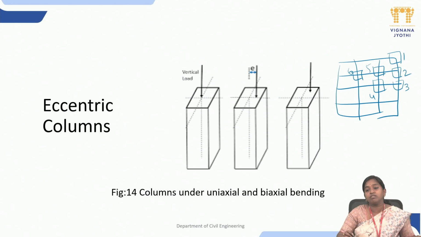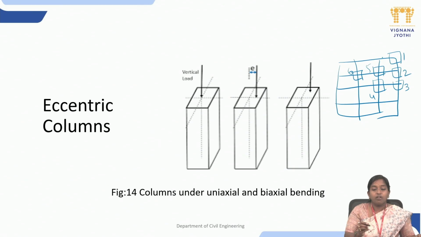If the eccentricity of the loading is along one of the axes, I designate the column as a uniaxially loaded column, or it will be subjected to uniaxial bending, where the design would be a combination of axial load plus bending moment in one direction. If I talk about column number 1, here the column is subjected to biaxial bending, where the column would be designed for axial load plus bending moment in both the directions.